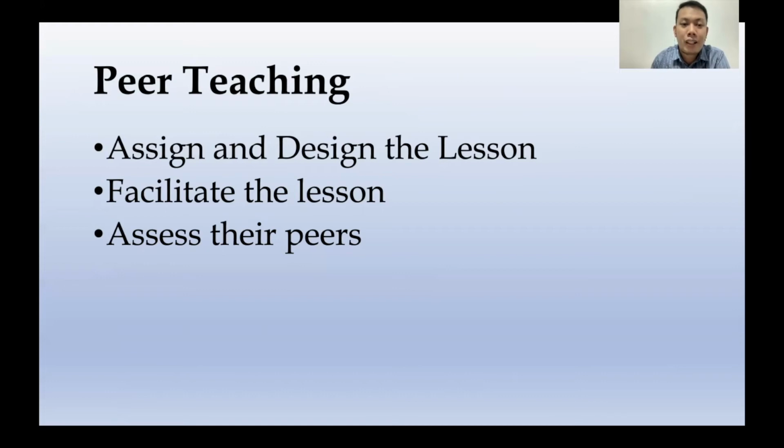Then after that, you have to facilitate the lesson. Since it is peer teaching, there are two teachers teaching the subject. They could divide the lesson, or one could handle the difficult topics. Then after the facilitation of the lesson, you have to assess their peers. So there will be assessment. It's not only about the assessment on the achievement of the students, but also the assessment of the peers in the implementation of the peer teaching approach.